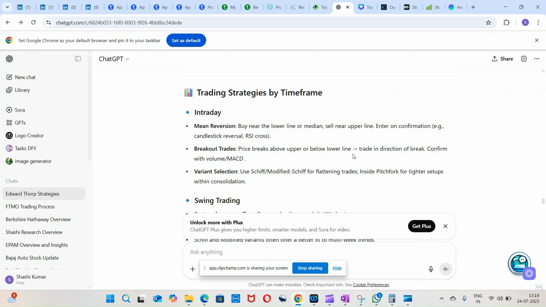Breakout trades also you could take. So mean reversion trades we can do. Breakout trades also we can take. Price breaks the upper or the lower line. So that upper resistance line, if it breaks, then you can take a trade in the direction of the break and confirm that with volume. Similarly, if the lower line breaks, then you take a trade in that direction, confirmed with volume.